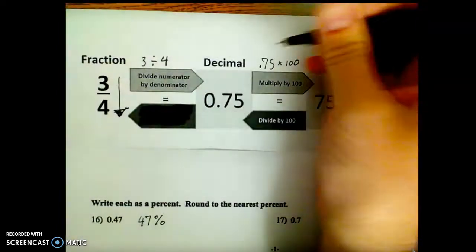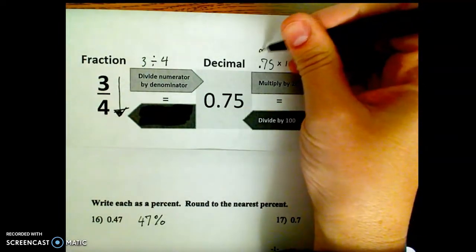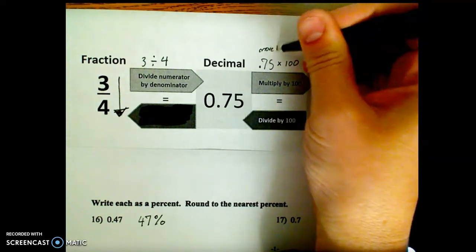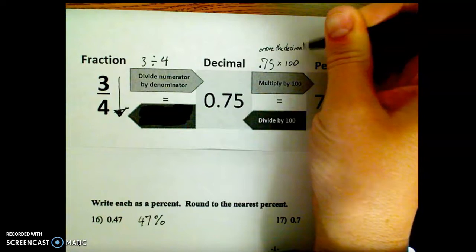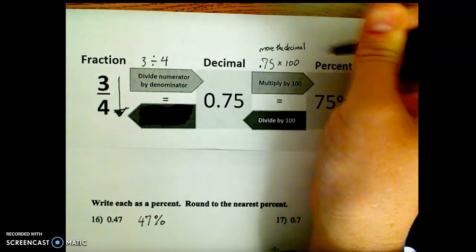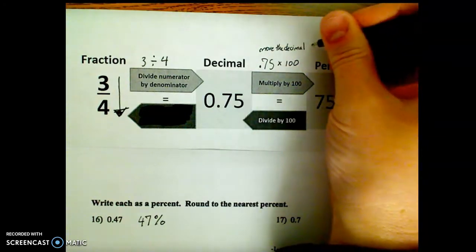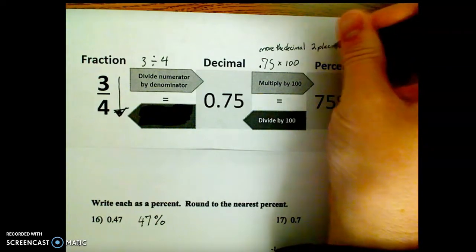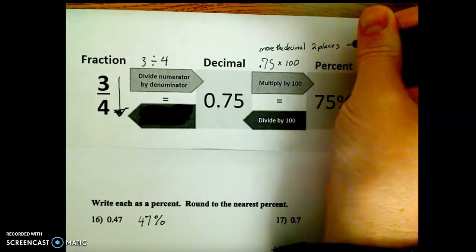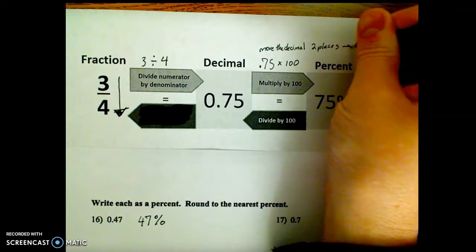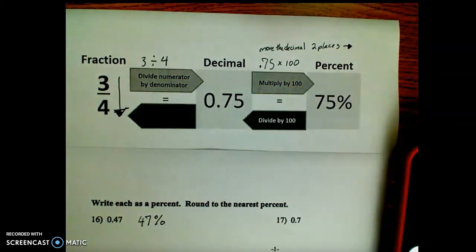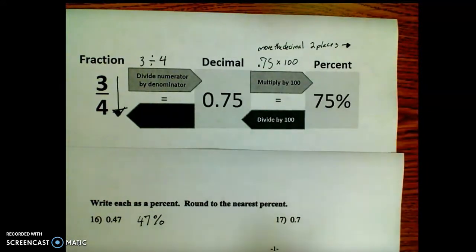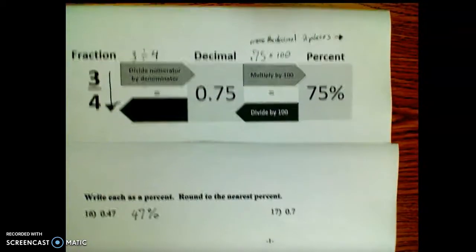On our notes, we can write move the decimal, and it's going to go 2 places that way, to the right. Okay? And that way works really well, moving the decimal 2 places.